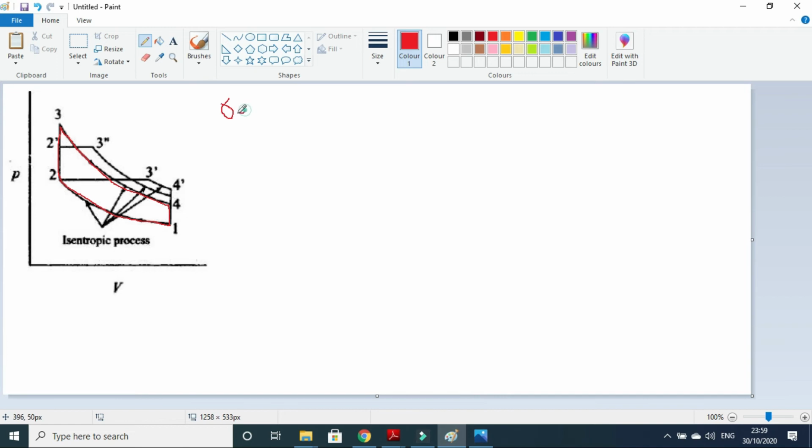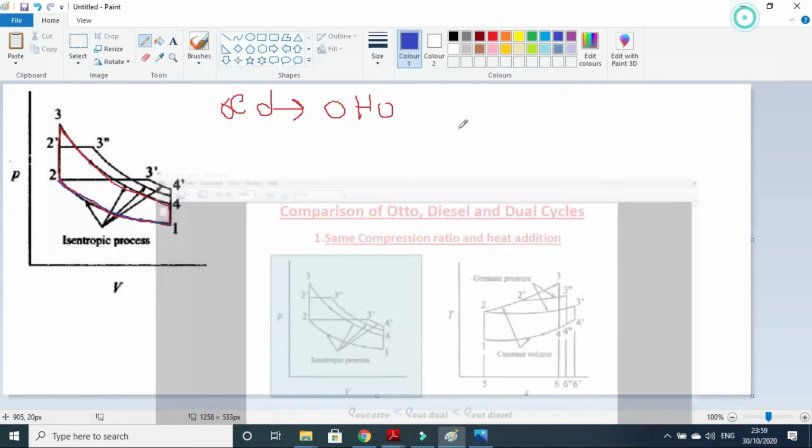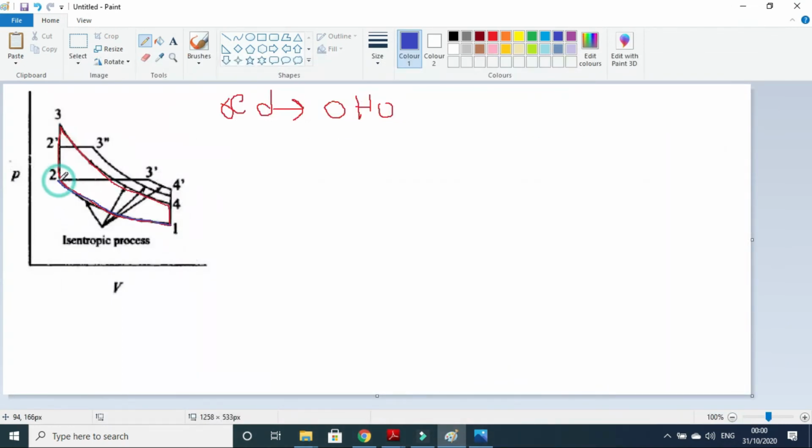So red is actually Otto. Now we have diesel cycle as well. So let's suppose 1 to 2 is isentropic compression. That is why they have written that it is same compression ratio, because 1 and 2 are same for all the cycles. This is isentropic compression. Then 2 to 3 dash is constant pressure heat addition. 3 dash to 4 dash isentropic expansion, and 4 dash to 1 is constant volume heat rejection. So blue line is actually showing diesel cycle.